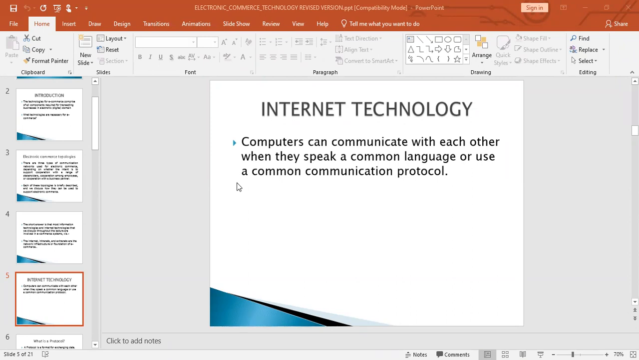Now, if you look at human beings, as I speak to you now, if you happen not to understand the English language, there's no way you will understand all the things I've been saying for the past 10 minutes. If you don't understand English, you will not understand the language I am speaking. So you see, as humans, we need to understand each other before a meaningful communication will be said to have taken place.